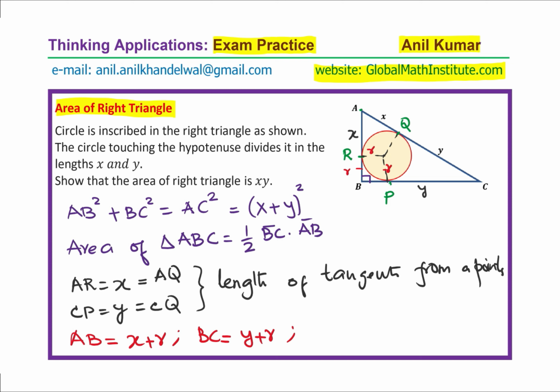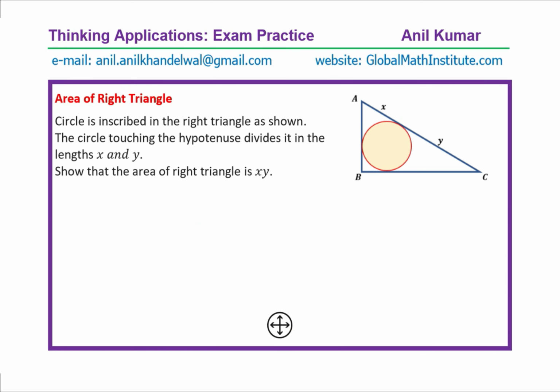And therefore, we can say that the area of this particular triangle is basically equal to half of x plus r times y plus r. And then do some algebra and get the result. Is that clear? So I think with this hint, you should continue and find that the area of this particular right angle triangle should be xy, where x and y is as shown in the figure. Perfect. So with that in mind, let's now try to do it.